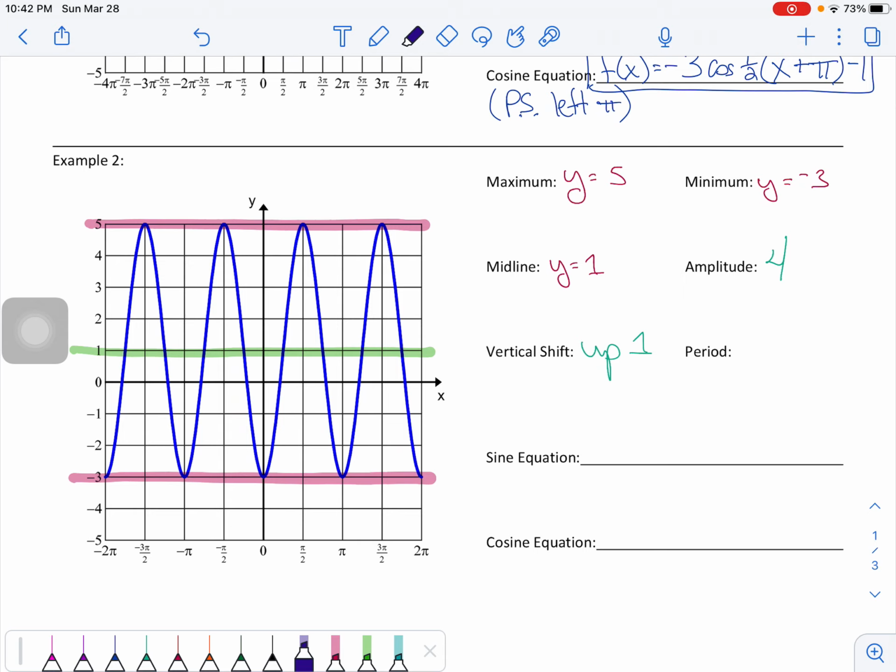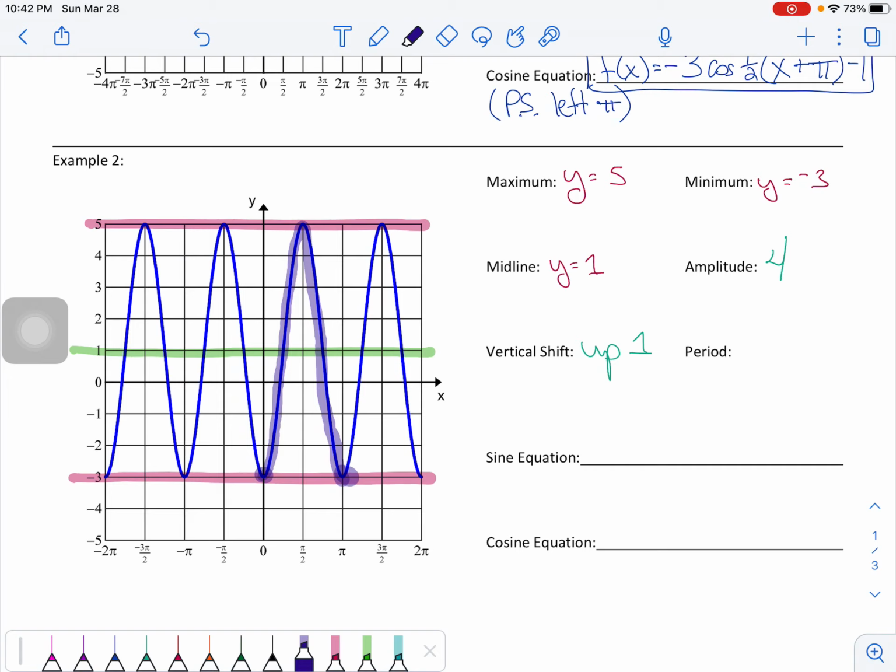Period. So I'm going to find where my curve crosses the y-axis. In this case, it's down here at this minimum. And since I'm at a minimum, I'm going to say I'm dealing with a cosine curve. So up to the maximum, back down to the minimum.